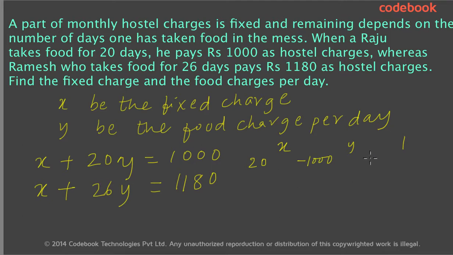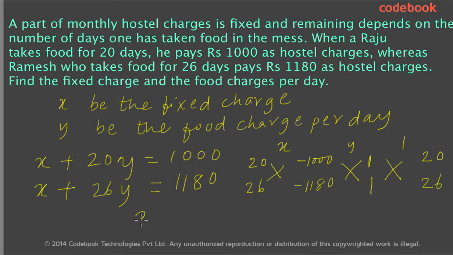And then you have to put A1. A1 is 1 here because it is 1 times X. And again you put B1 here, which is 20. In the next case, we have B2, which is 26, and C2 is again 1180. When you bring it to the other side, it becomes minus 1180. And again in this case, A2 is 1, and here you have B2, which is 26.